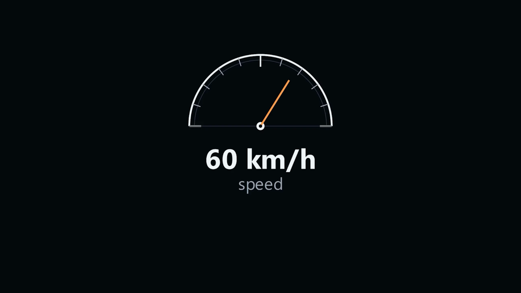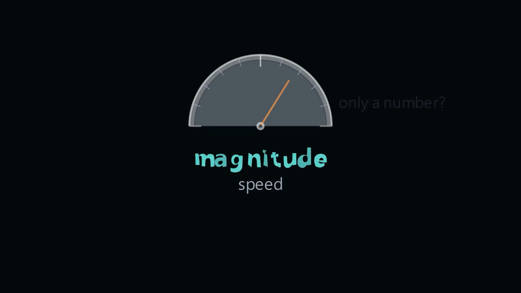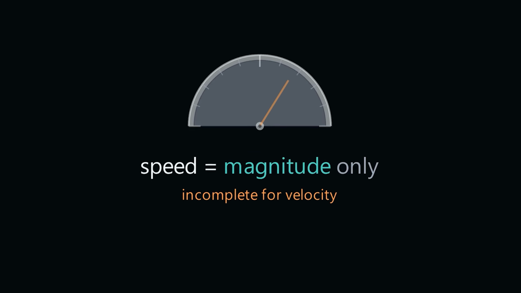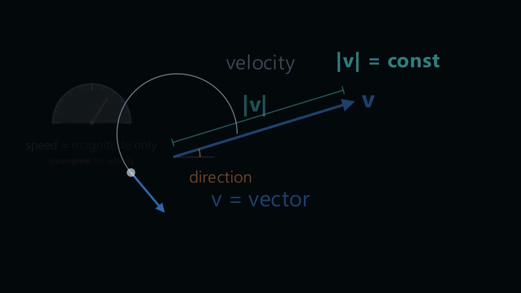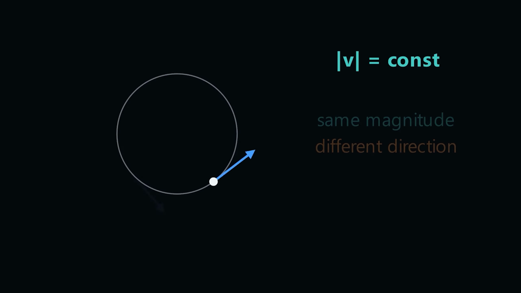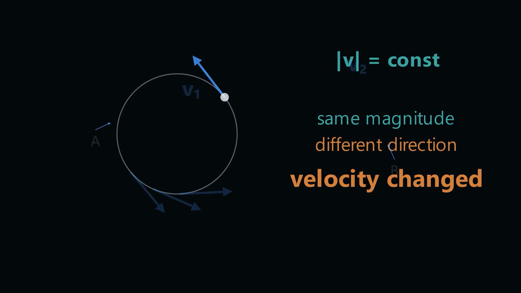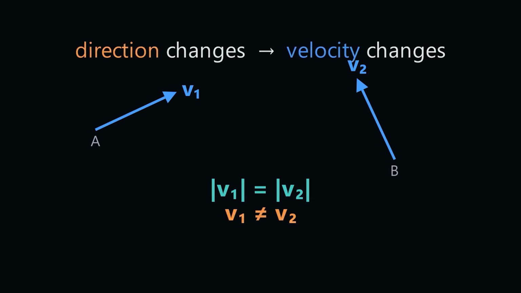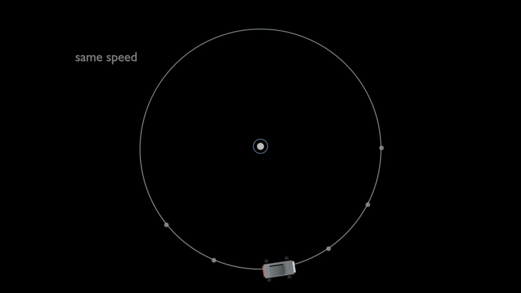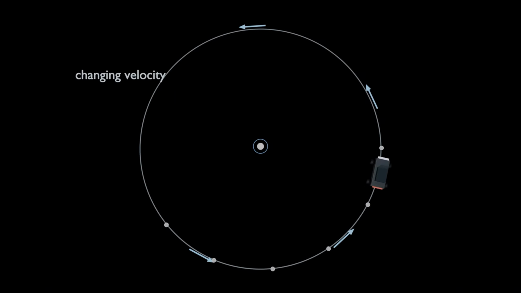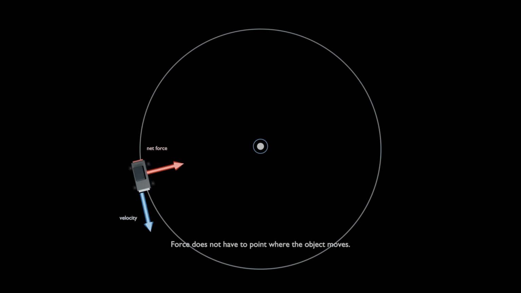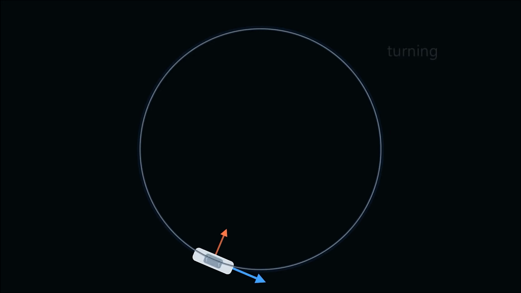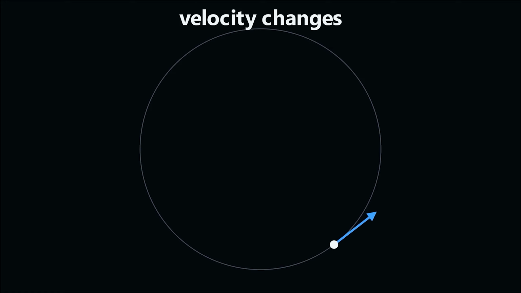Velocity is also more subtle than everyday language suggests, because it is not just a number on a speedometer. Velocity is a vector. It has magnitude and direction. So even if the magnitude stays the same, the velocity can still change if the direction changes. Imagine a car moving in a circle. The speedometer may show the same value all the time, and the car is not getting faster in the ordinary sense, but it is constantly turning, so its velocity vector changes every moment.